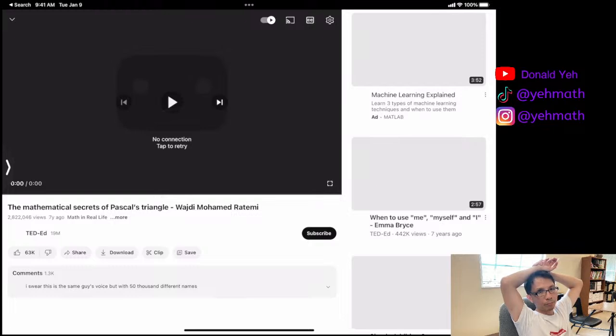But it's actually a mathematical treasure trove. Mathematicians called it the staircase of knowledge. In Iran, it's the Khayyam triangle, and in China, it's Yang Hui's triangle. To much of the Western world, it's known as Pascal's triangle.